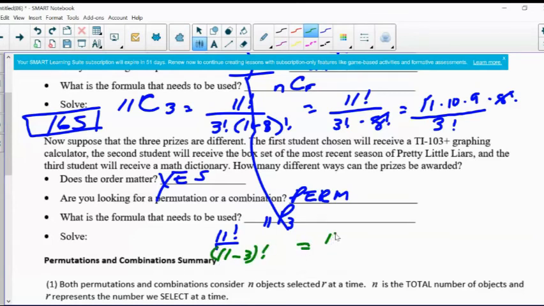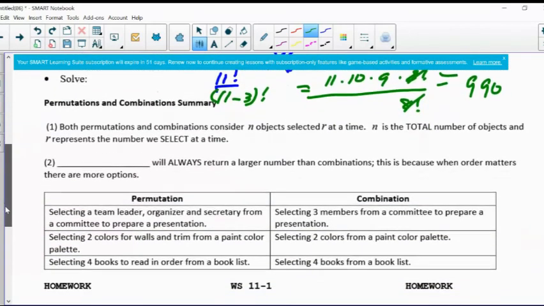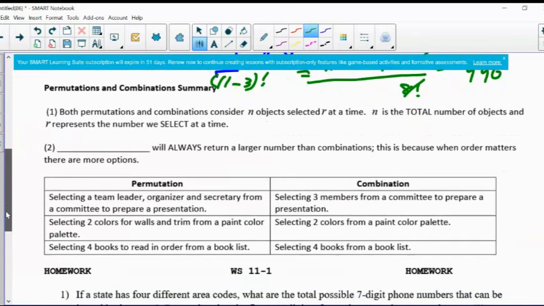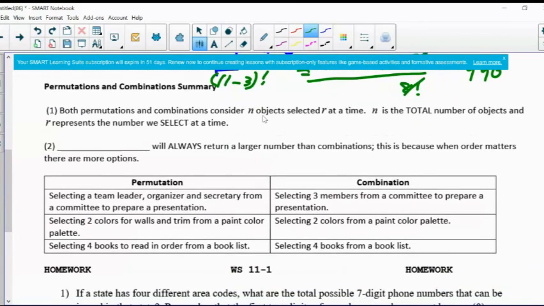Okay, so this is 11 minus 3. Let's erase that. It's just like real life where I actually make mistakes. 11 minus 3 factorial. So that's 11 times 10 times 9 times 8 factorial over 8 factorial. So those cancel. And then I just get 11 times 10 times 9, which I think is 990. So there's 990 different ways to win, because winning first place is different than winning third place.